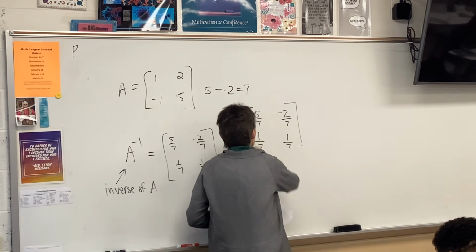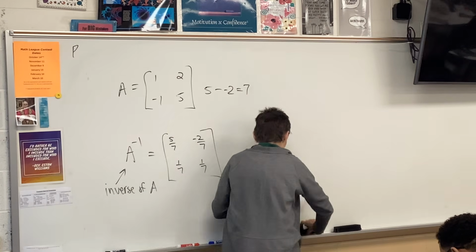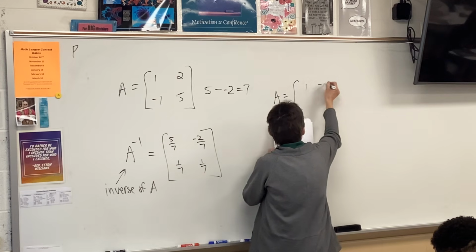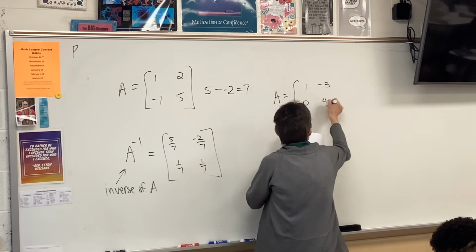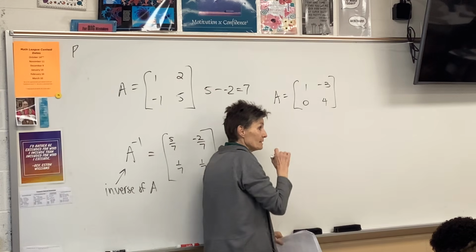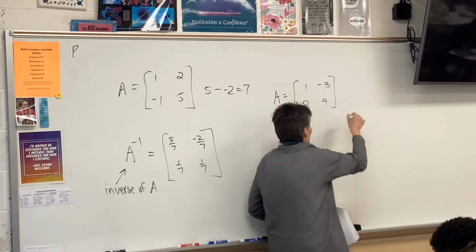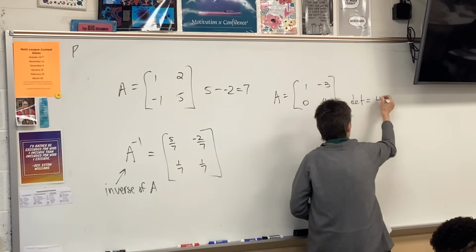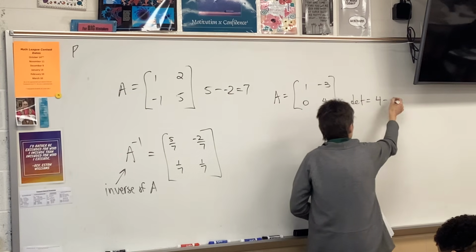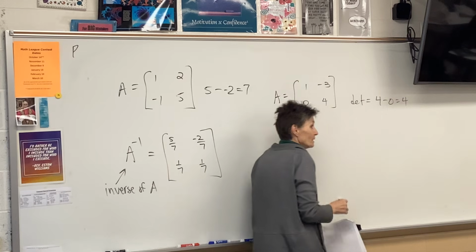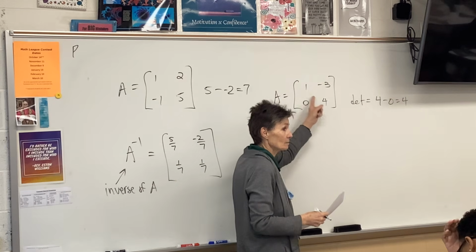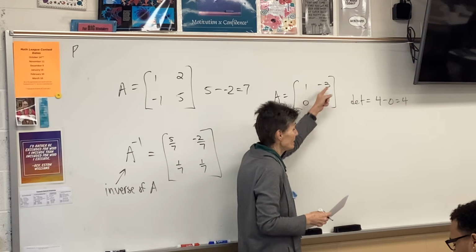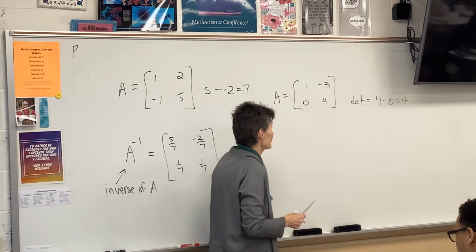All right, let's try the next one, see if we can remember some of these steps anyway. What's the first thing we do? First thing we do is find the determinant. All right, so what's my determinant? My determinant will be 4 times 1 minus 0. So 4. My determinant is 4. Multiply, multiply, and subtract.